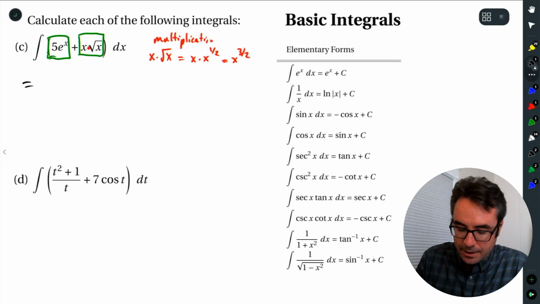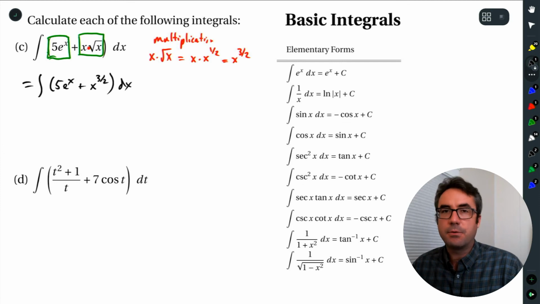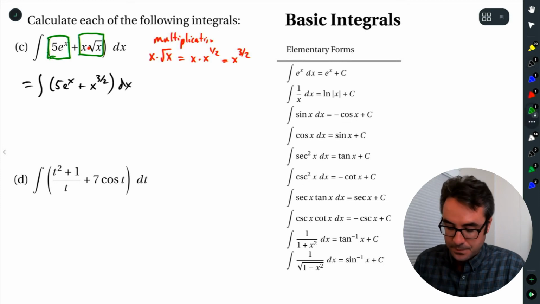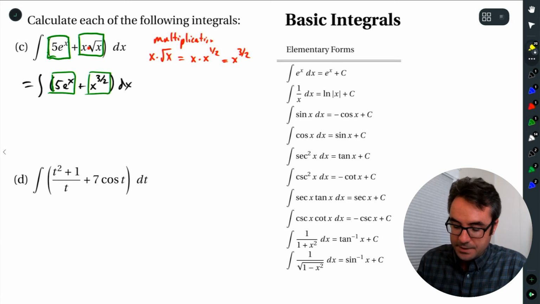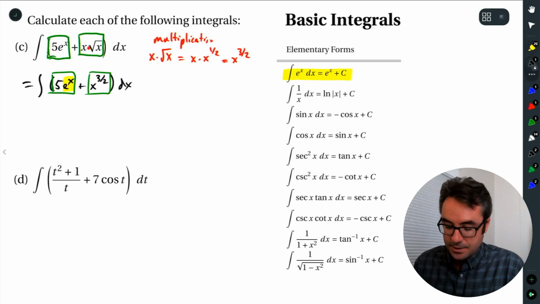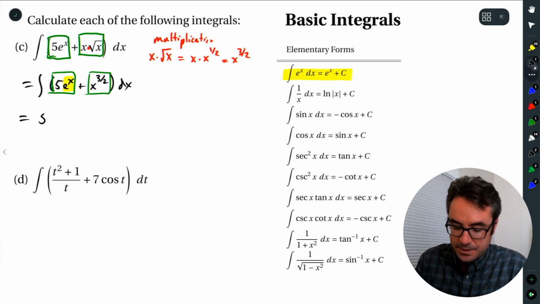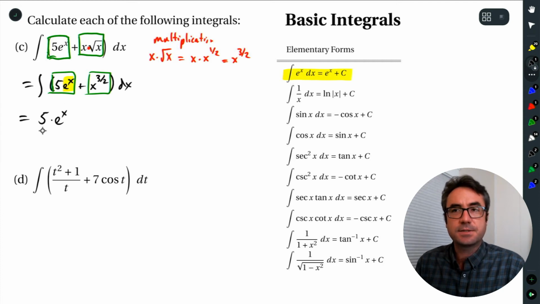All right, so rewriting our function, we can write this as 5 times e to the x plus x raised to the 3/2 power. And now we're ready to integrate. So we have this first piece here, we have our second piece, and what is the antiderivative of e to the x? We see that right here, it's just e to the x. So the antiderivative for this first piece is 5 times e to the x. 5 is a constant multiple, so it just kind of sticks around. We focus in on this e to the x, get its antiderivative, just e to the x.